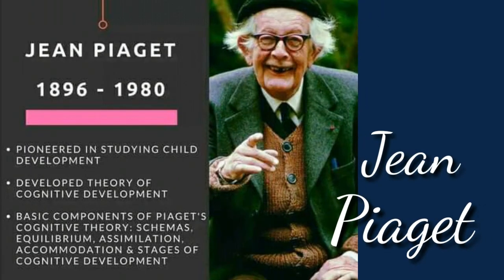Next is Jean Piaget, 1896-1980, pioneered in studying child development, developed theory of cognitive development. Basic components of Piaget's cognitive theories: schemas, equilibrium, assimilation, accommodation, and stages of cognitive development.